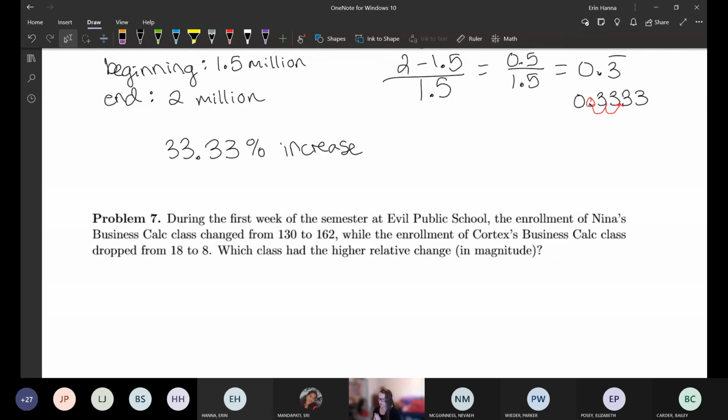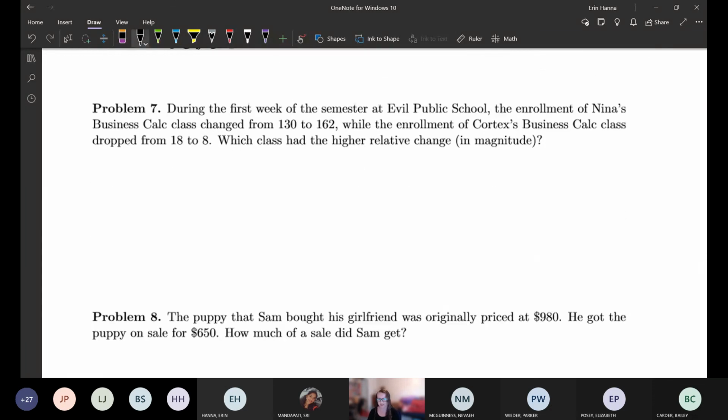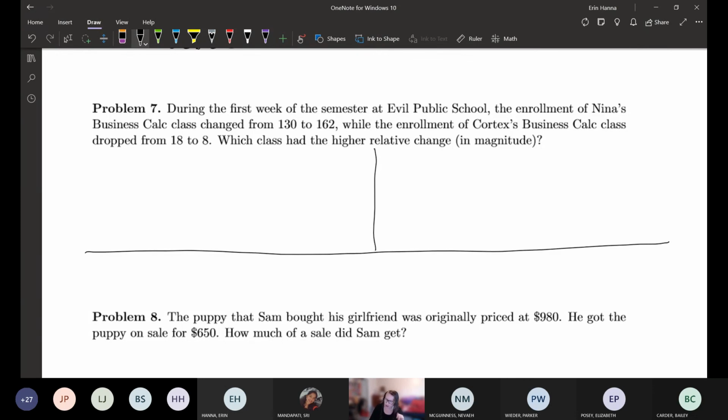So our next problem: during the first week of the semester at Evil Public School, the enrollment in Nina's business calc changed from 130 to 162, while the enrollment of Cortex's business calc dropped from 18 to 8. What I wouldn't give to have a class of 8. Anyway, which class had the higher relative change in magnitude? Remember, when we're talking about magnitude, we don't care about the sign, we just care about the numeric value. Then I'm going to leave space for the final answer down there. So let's do the relative changes here. We've got Nina's versus Cortex's.